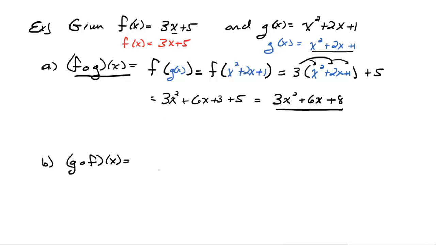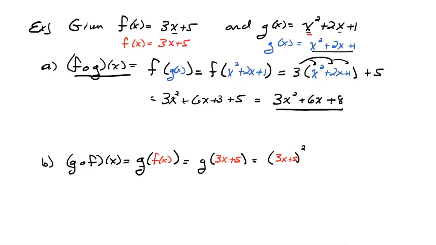Now if we want to find g composed of f, this will be g of f of x, and I'm going to write f of x in red so we can see it. Everywhere in g we see an x, we're going to plug in f of x. But f of x is equal to 3x plus 5. So we're going to have 3x plus 5 squared, because we're plugging it in here. Then plus 2 times 3x plus 5, and at the very end, plus 1.